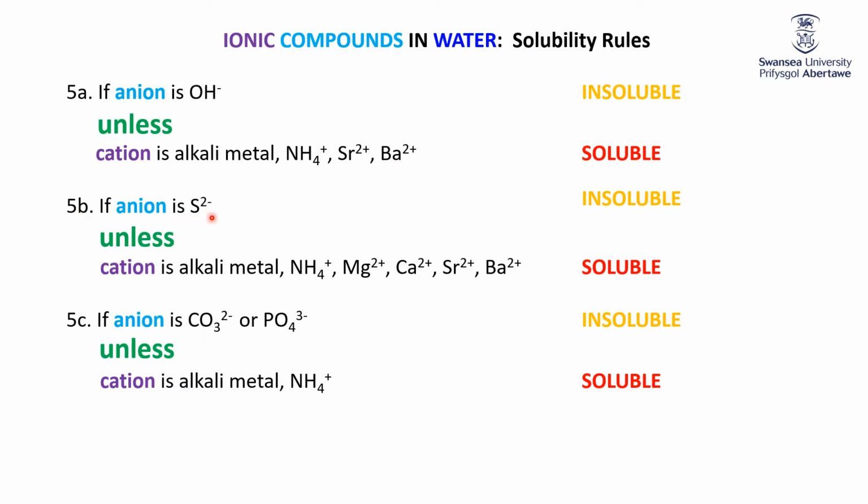A-level tend not to talk about sulfides, but it's a very important one chemically. A-level does talk about carbonates and very occasionally phosphates. Carbonates, phosphates, insoluble, unless the cation is an alkali metal or ammonium, which we've already talked about in Rule 1 anyway. So I'll be referring back to this chart without more expansion as appropriate as we go through.